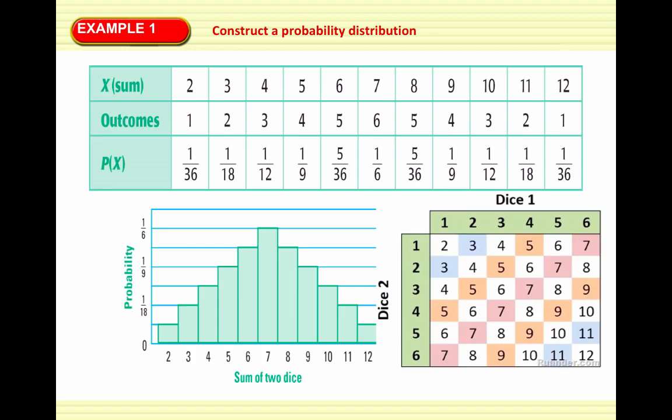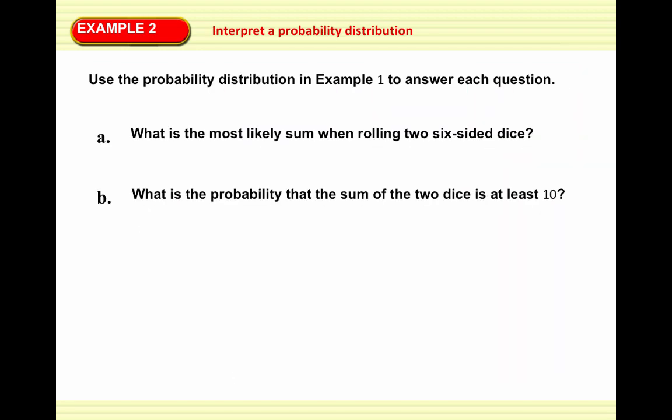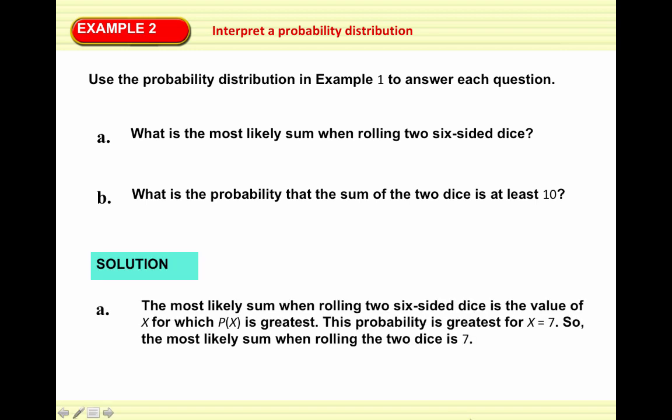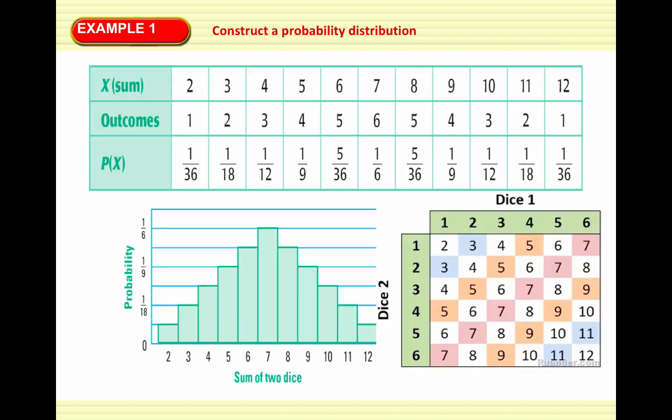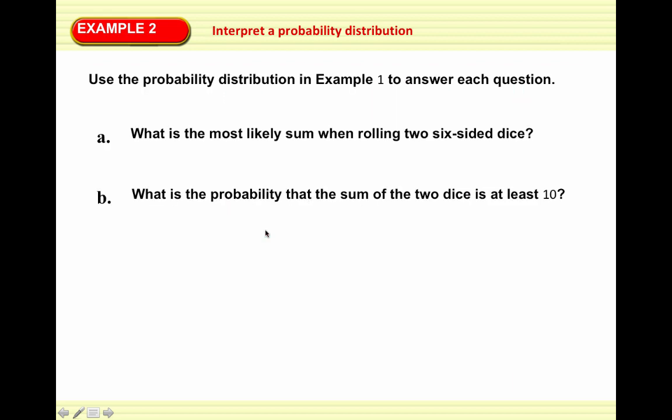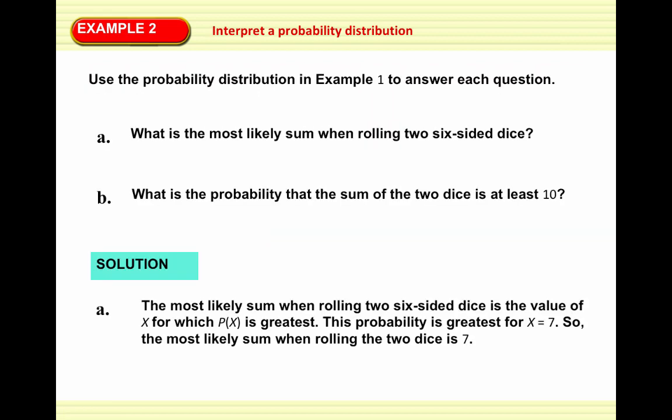Okay, so using this distribution, what is the most likely sum when rolling two six-sided dice, and what is the probability that the sum of 2 dice is at least 10? So for the answer to A, you look for the value on the histogram that has the tallest bar. The probability is greatest for x equals 7. It has the tallest bar there. Okay, so it has the largest probability of 1/6. And so that is the most likely sum when rolling 2 dice.